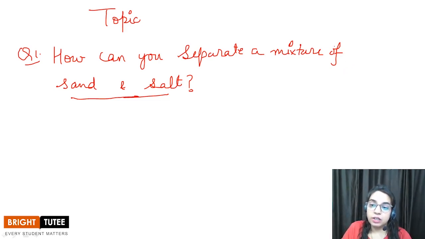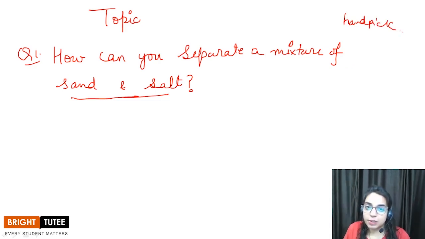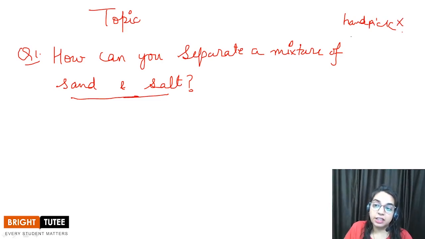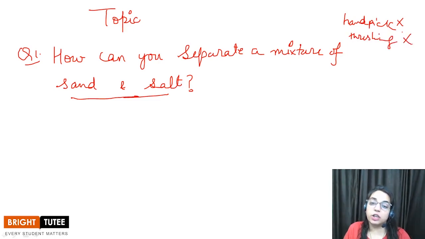So children, we have discussed hand picking. So can we hand pick salt or sand from this mixture? Definitely we cannot, because the size of these particles is very small. Both the particles are very small, so we cannot separate it using hand picking, right? Then can we separate it using threshing? No children, threshing cannot be done, because if we try to beat it, they will be converted into even finer powder, right? So we cannot use threshing.